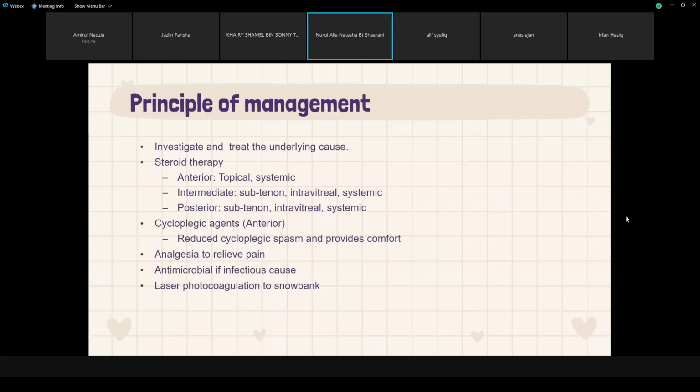And then next is cycloplegic agents, usually administered to anterior uveitis. It is to reduce the ciliary spasm and provides comfort to the patient. Other than that, we can give analgesia to relieve the pain, antimicrobial if infectious cause, and also laser photocoagulation to snowbank formation in the intermediate and also posterior uveitis. Next slide, please.